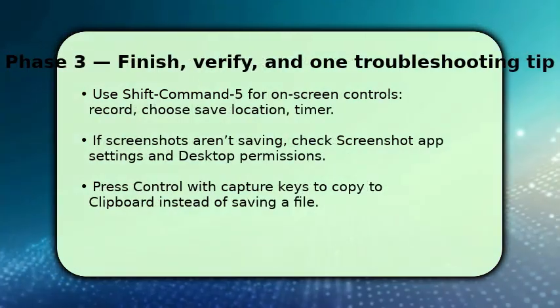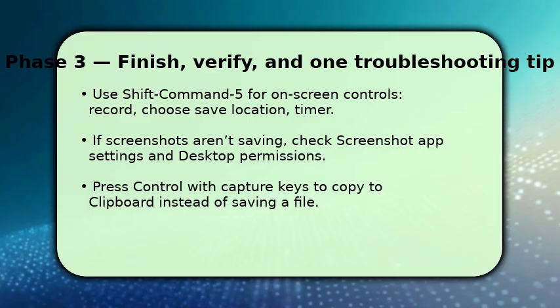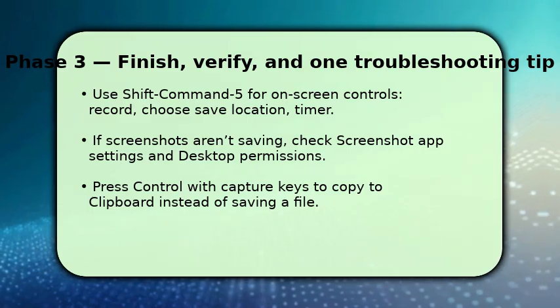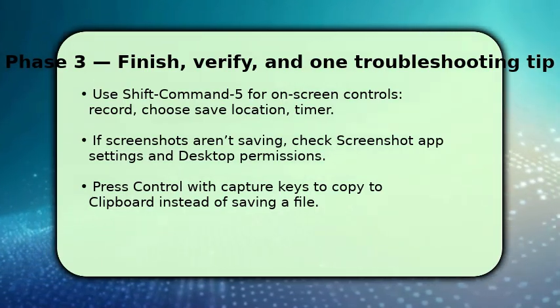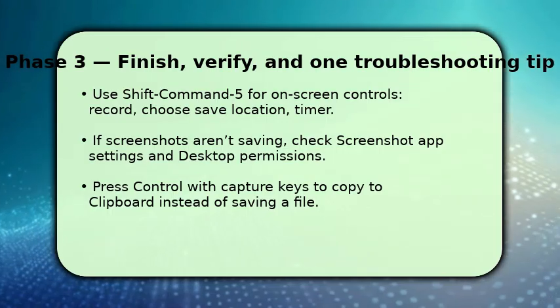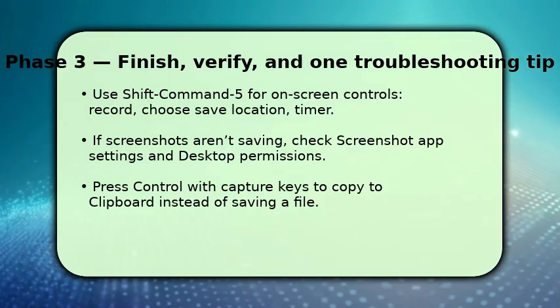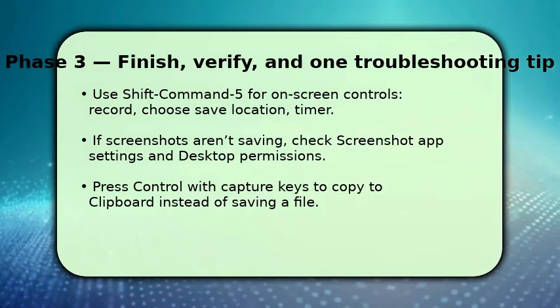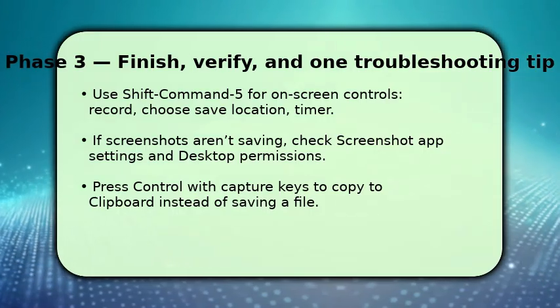For more options, open Shift-Command-5 to set a timer, pick a folder, or record the screen. These controls centralize settings. If screenshots fail to save, open the Screenshot app settings and check desktop permissions in System Settings. This is usually why captures vanish. Remember, holding Control with any capture shortcut copies the image to the clipboard instead of saving a file, which helps when you need.